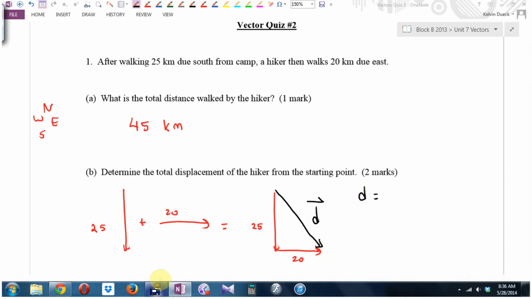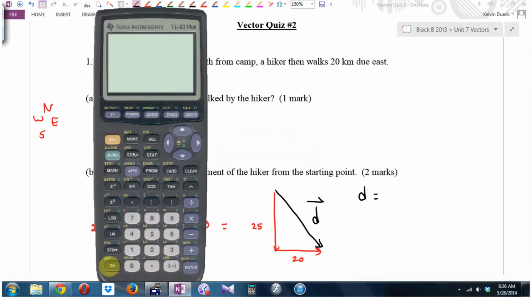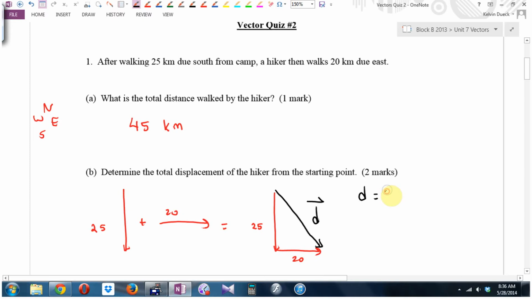It's going to be Pythagoras. It's going to be 25 squared plus 20 squared. I don't think this one will work out evenly. 25 squared plus 20 squared square root, or will it? No, 32. Units, kilometers.